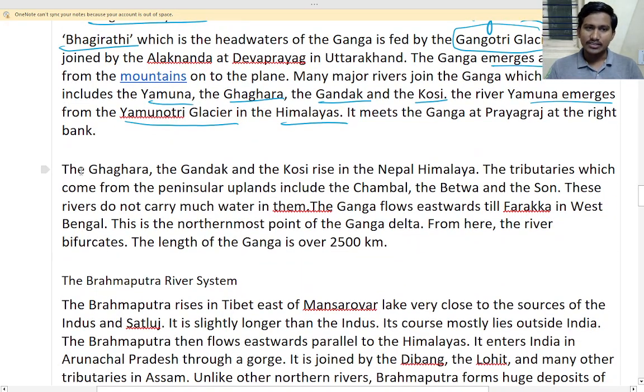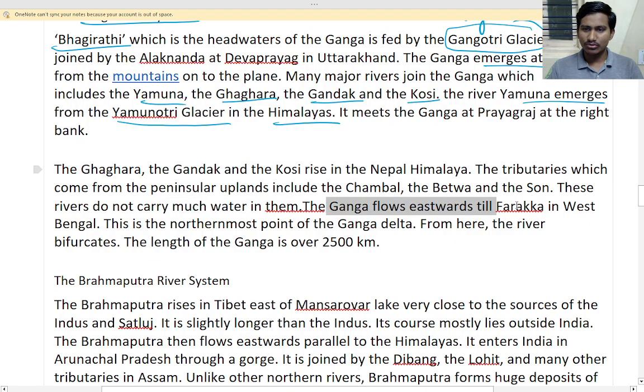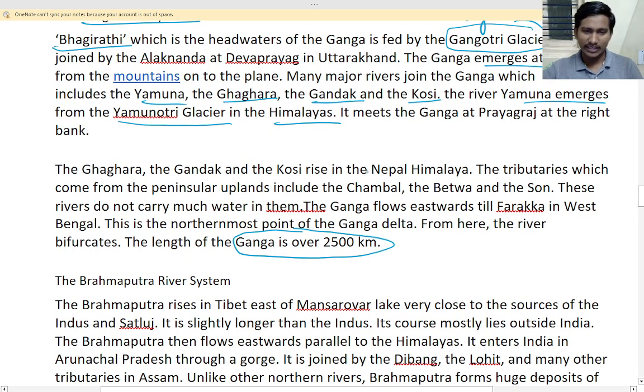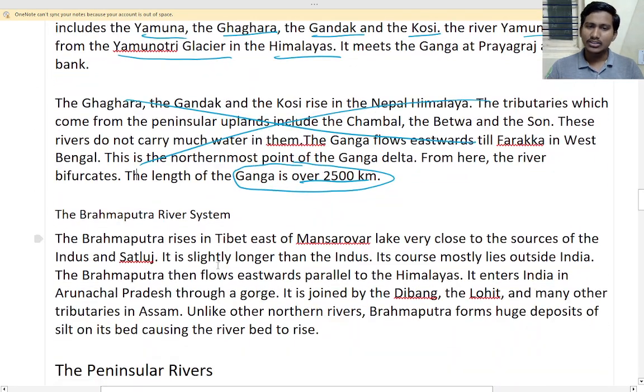Next, the Ghagara, Gandak and Kosi are tributaries which come from the Himalaya, and from the peninsula the Chambal and Son rivers, between which the Ganga flows eastwards. That you don't need to remember. So remember the length of the Ganga. What is the length of the Ganga? More than 2500. Over 2500 means more than 2500. So you don't need to remember all this. Just remember the first paragraph and the length of the river.